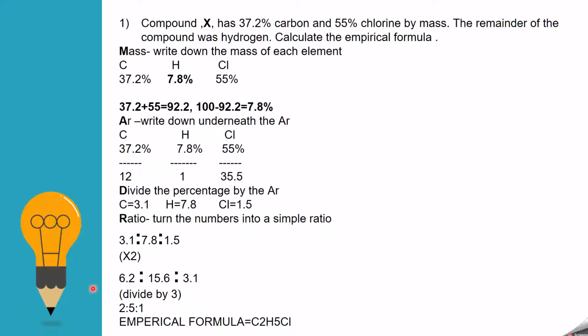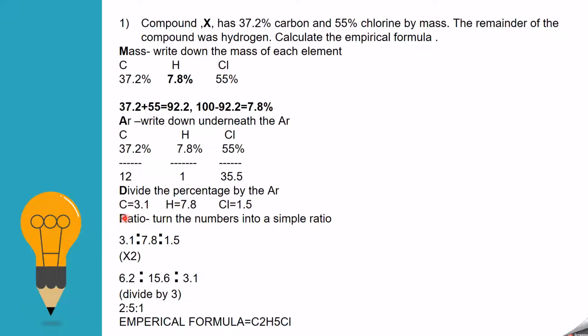Now we move on to second step, A for AR, and we write down underneath the AR. So we have carbon, 37.2%, divided by 12, for hydrogen, we've got 7.8 over 1 and 55 over 35.5. Now we go on to D, so you divide the percentage by the AR, so we get carbon, which is 3.1, hydrogen, which is 7.8, and chlorine, which is 1.5.